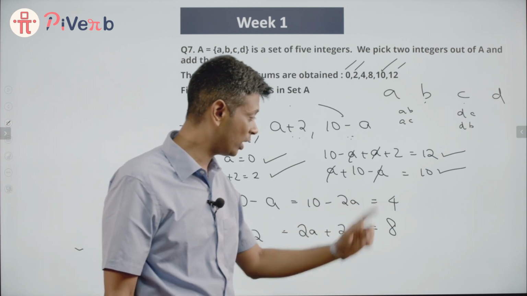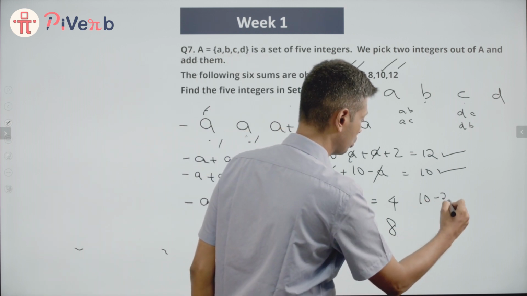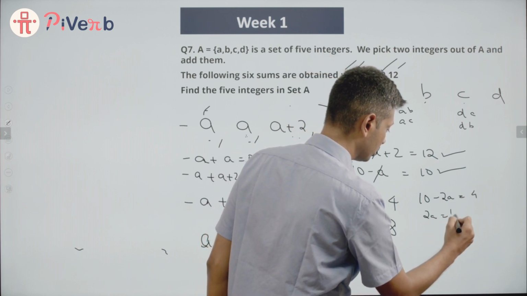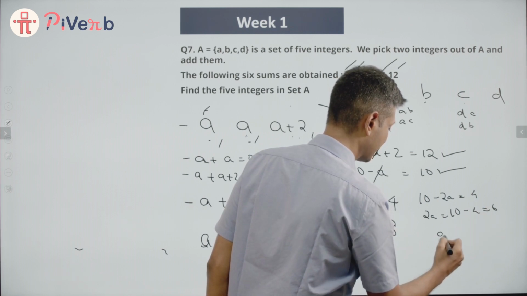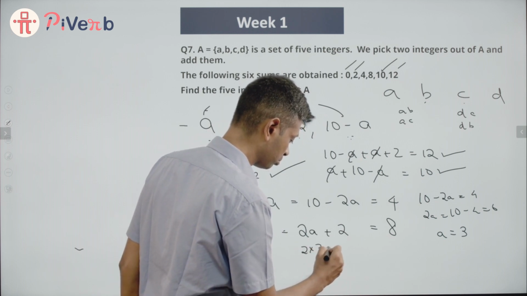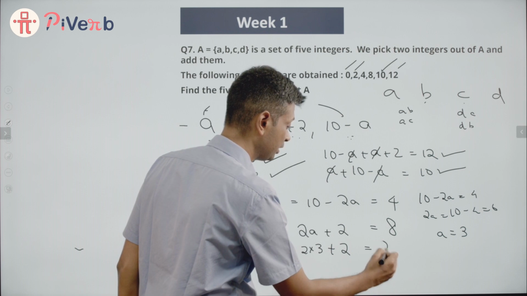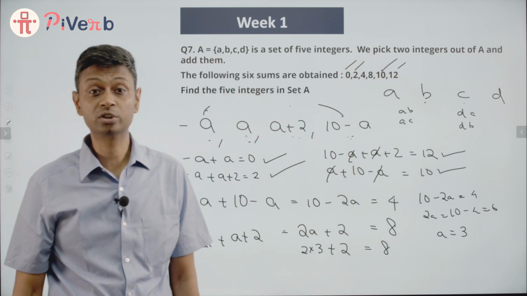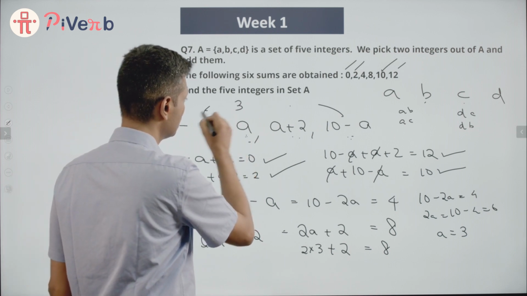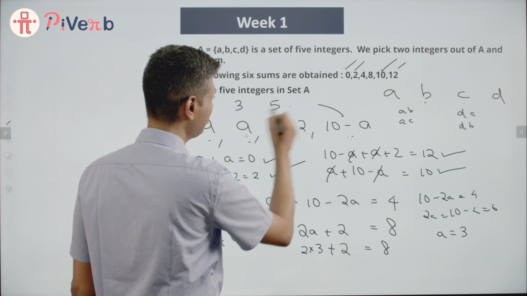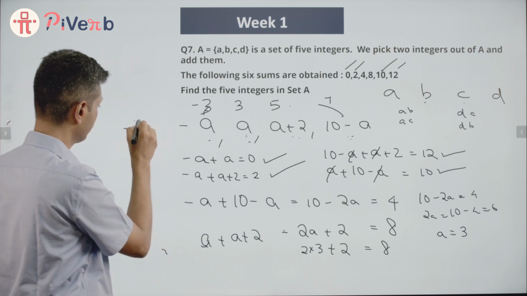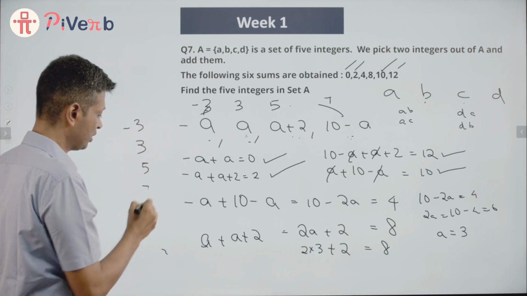Solve for it. 10 minus 2A is 4. 10 minus 2A is equal to 4, or 2A is 10 minus 4, which is 6, or A is 3. Substitute A equal to 3 here. 2 into 3 plus 2, 6 plus 2, 8. Yeah, that works. So A equal to 3 works beautifully. So A should be 3, or our numbers are 3, 3 plus 2, 5, 10 minus 3, 7, minus 3. So minus 3, 3, 5, 7 works.